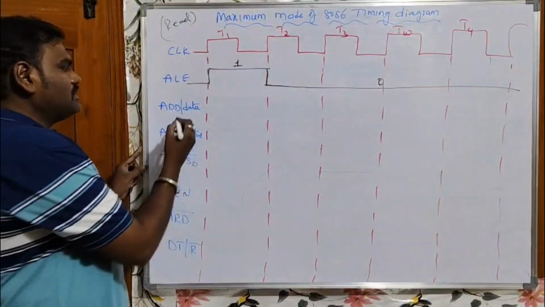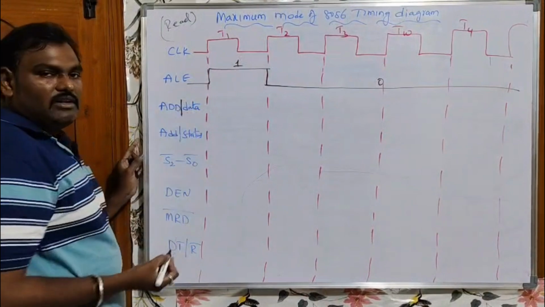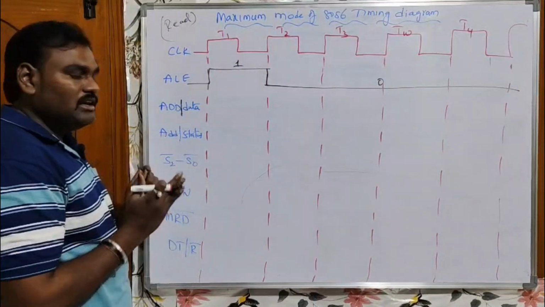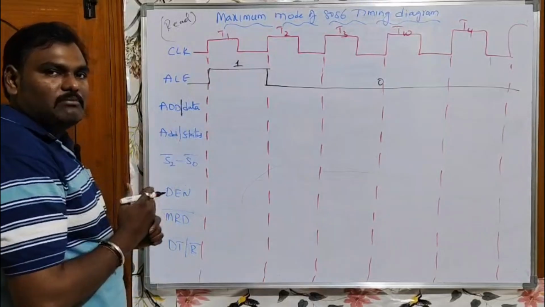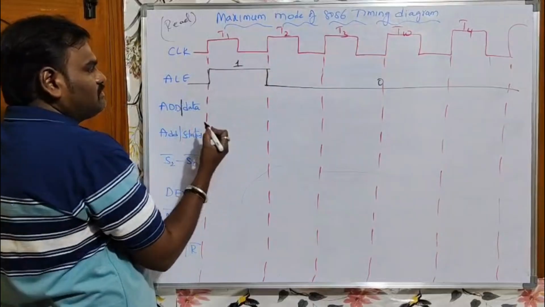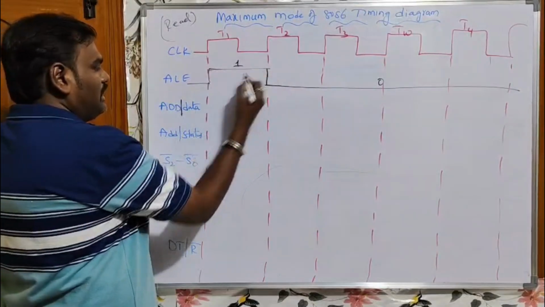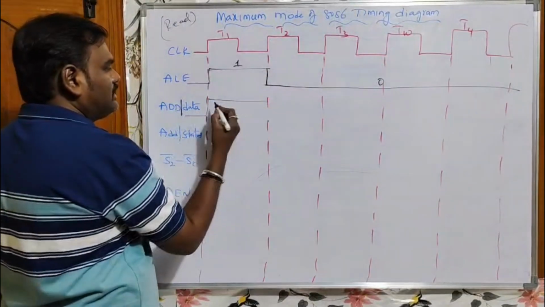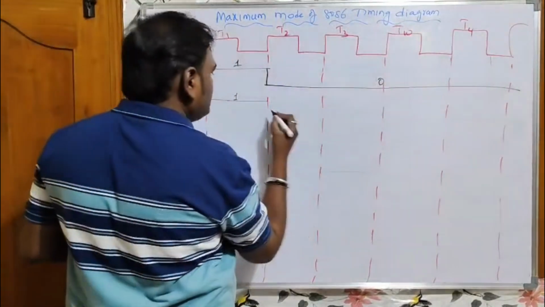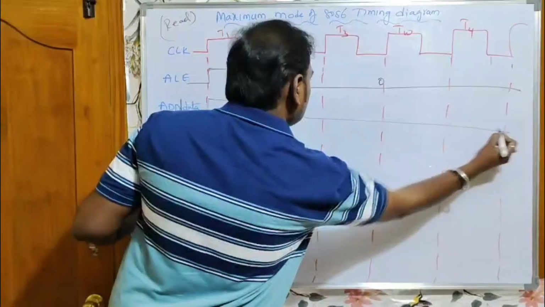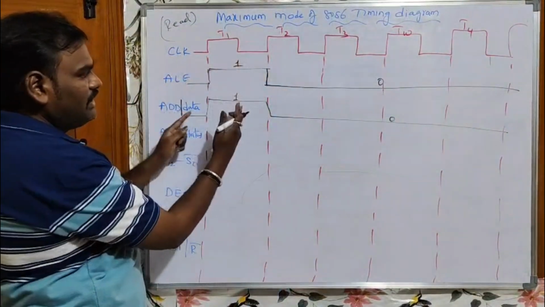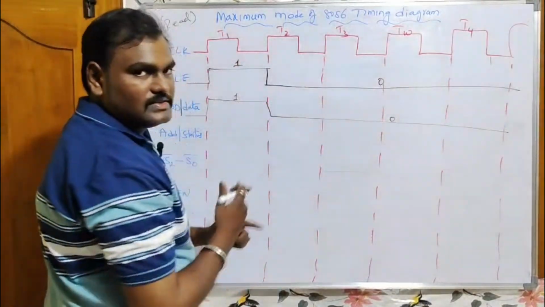Next, coming to the address slash data. Whenever there is a slash between address and data, these are multiplexed lines, meaning one pin is performing multiple operations. Here ALE and address are the same. During ALE 1, the address lines are activated. During ALE 0, the address lines are also 0. ALE and address both are the same: ALE 1, address 1; ALE 0, address 0.